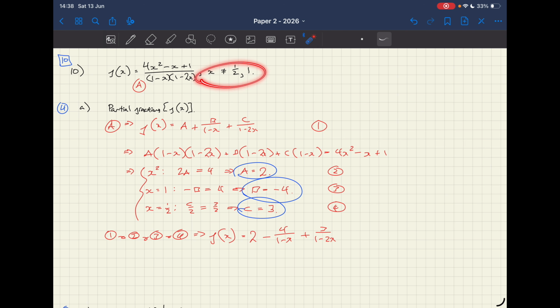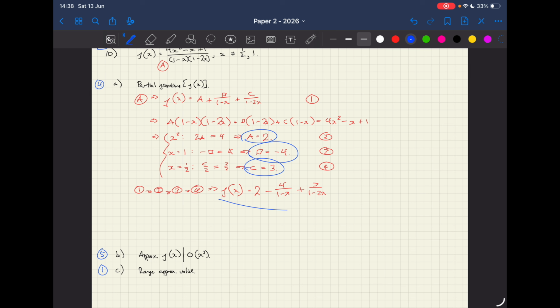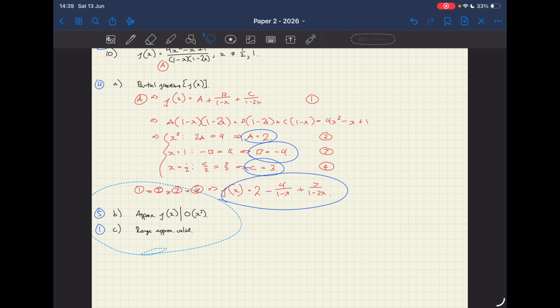This, again, is not true if x is a half and 1, but I don't think you need to always write that down here. It's already been stated up there, do you mean? Don't need to state it again. That looks good. Oh, looks spot on. Full marks that one.